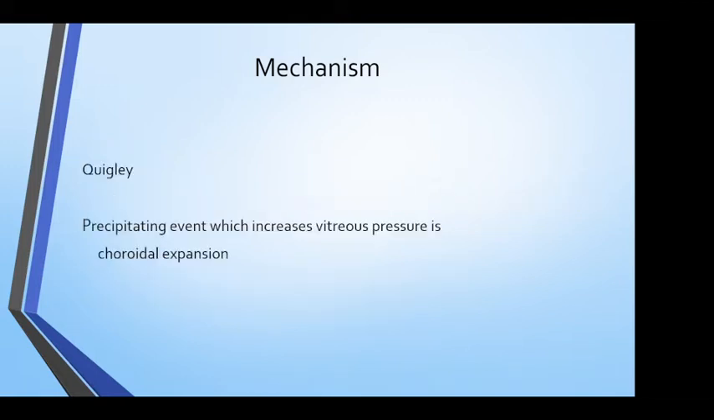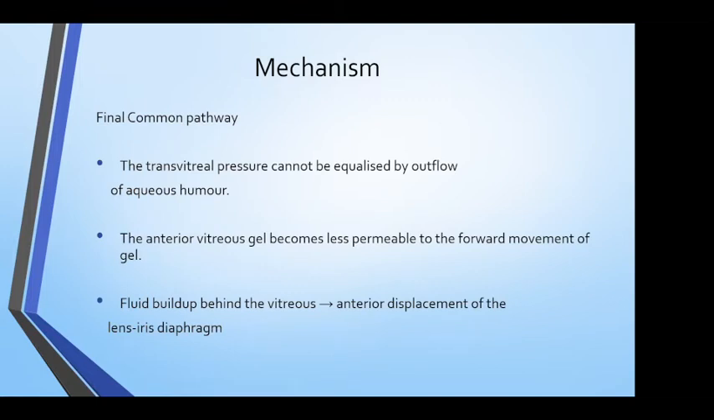Quigley also described that the precipitating event which increases vitreous pressure is choroidal expansion, like the choroid expands and then pushes everything forward. And there's also the final common pathway, where the transvitreal pressure cannot be equalized by outflow of aqueous humor. Then the anterior vitreous gel becomes less permeable to the forward movement of fluid, leading to fluid build up behind the vitreous, and then subsequently anterior displacement of the lens iris diaphragm.